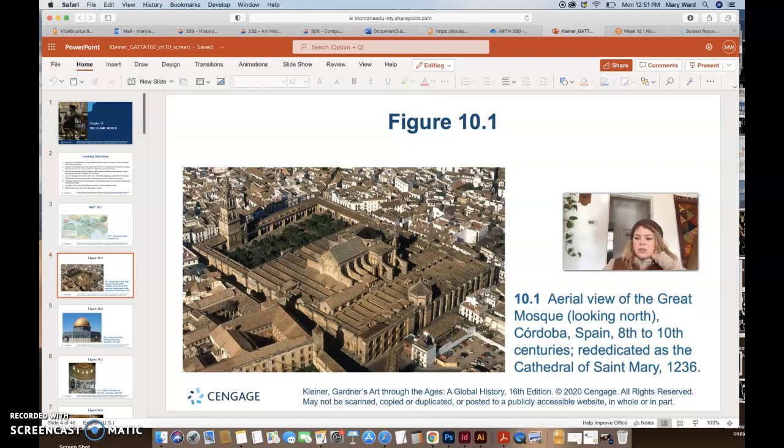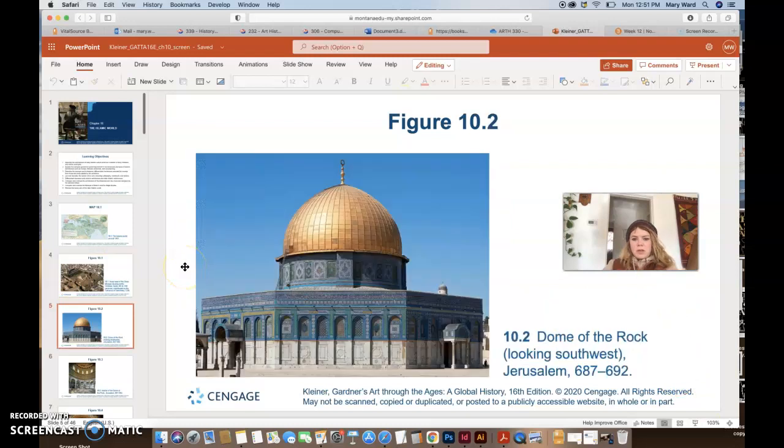There are a lot of intricate, delicate patterns on the interior, specifically in the largest dome, but basically the walls are covered with pattern and marbles and mosaics. The Great Mosque at Cordoba is a really good example of Islamic architecture because it follows a lot of the things that Islam is known for. So let's move on to the next slide.